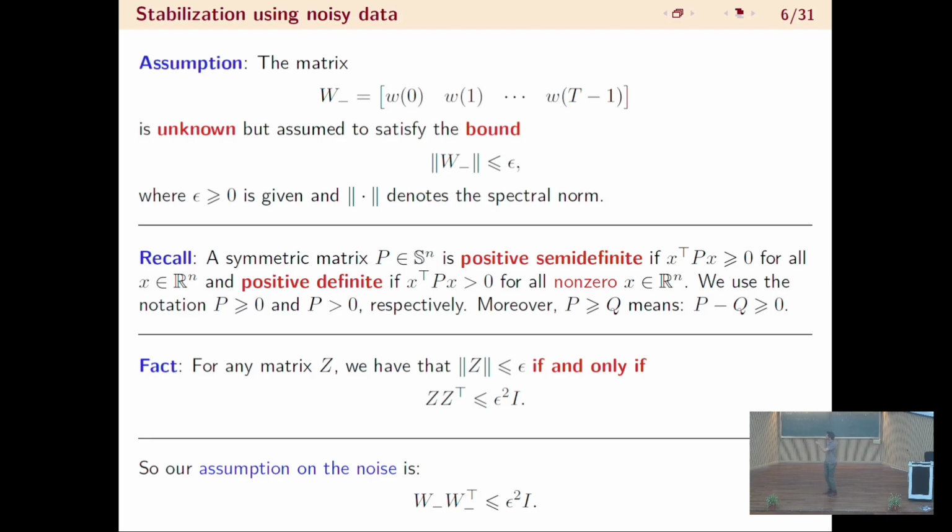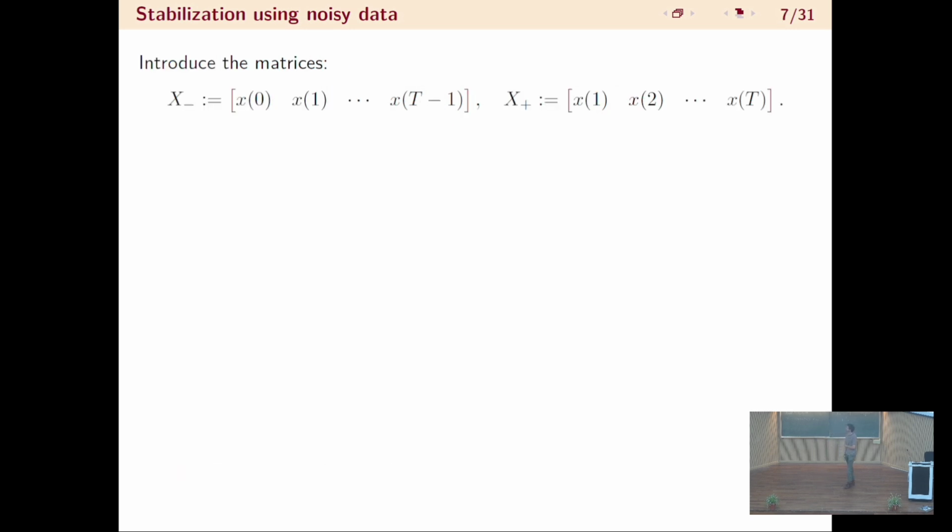If I plug in that fact in our noise model, then you see that our assumption on the noise becomes: W minus times W minus transpose is less than or equal to epsilon squared times the identity matrix. Okay. Good. Well, let's continue. So I introduce these shifts of the state sequence: x minus goes from x0 up to xT minus 1, and x plus goes from x1 to xT.